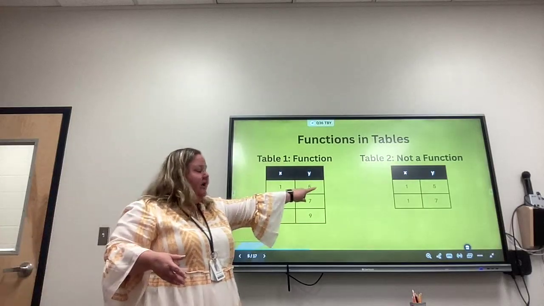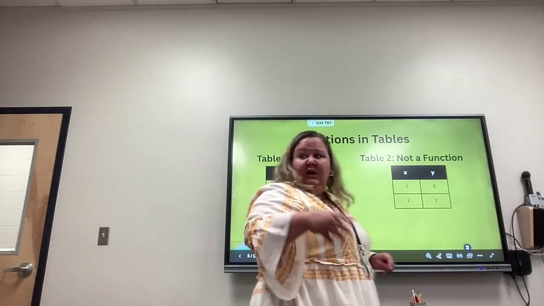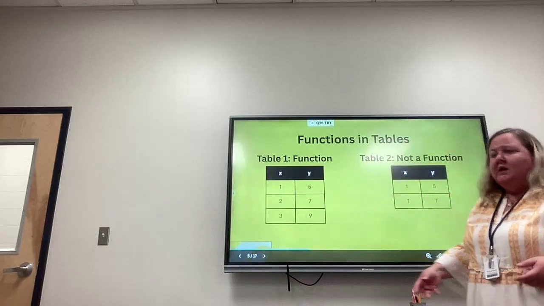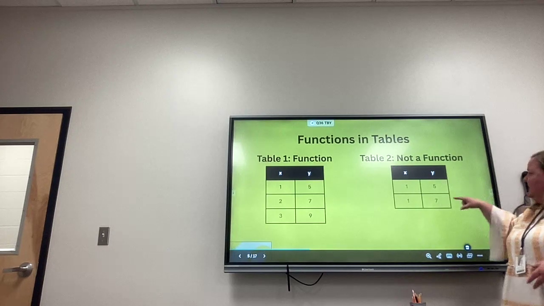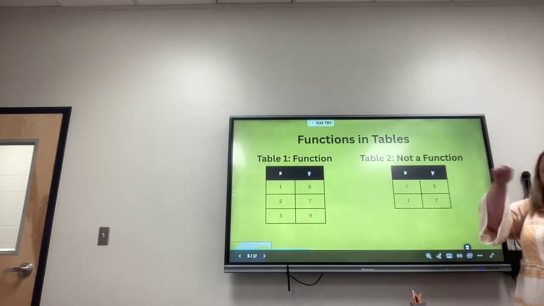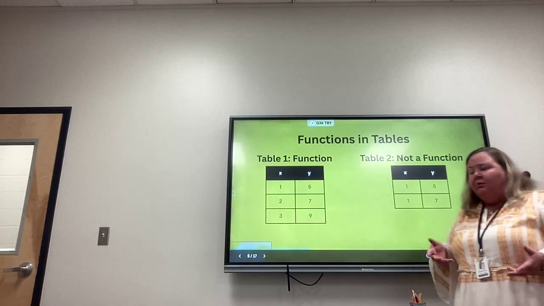But what's happening over here on number 2? It's repeating. There's 2 1s. So the independent is happening twice. That input is happening more than once. And it's giving me those outputs. So from 1, we're gonna have 2 arrows when we do a mapping.